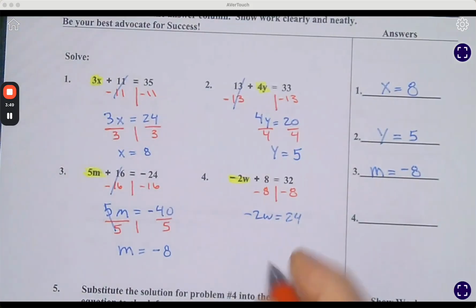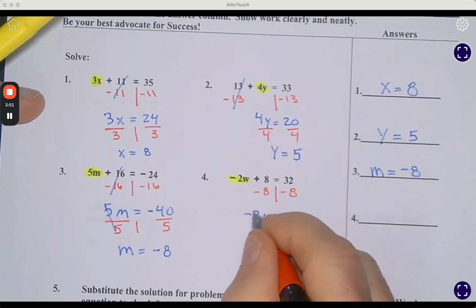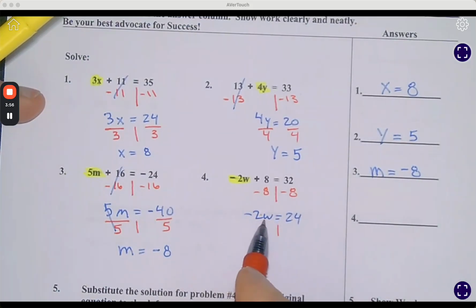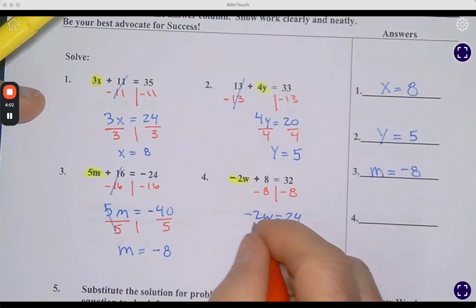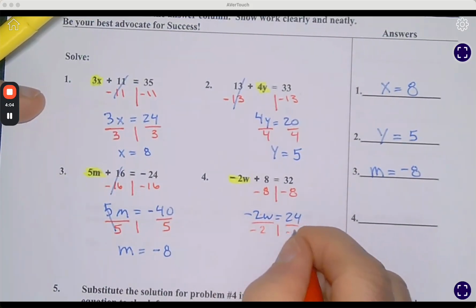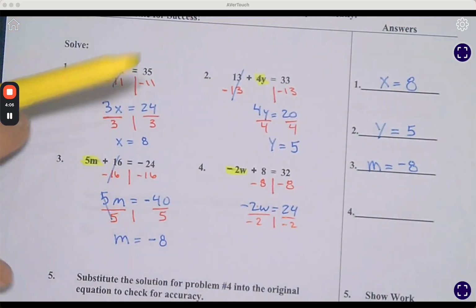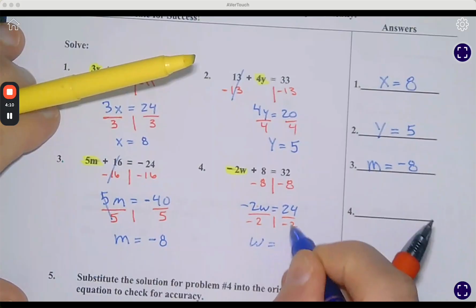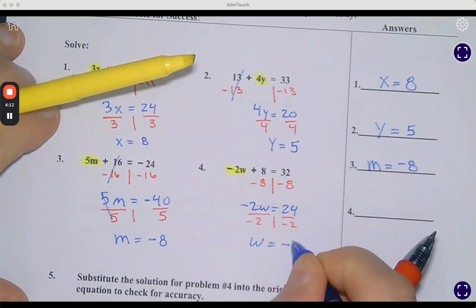Now I'm going to undo that multiplication by negative 2, right? That negative is in front and its multiplication is the operation. So don't add 2 to both sides. It's not a variable minus 2. It's negative 2 times w. So undo that multiplication. And you get negative divided by negative is a positive 1. Positive divided by a negative is a negative 12.